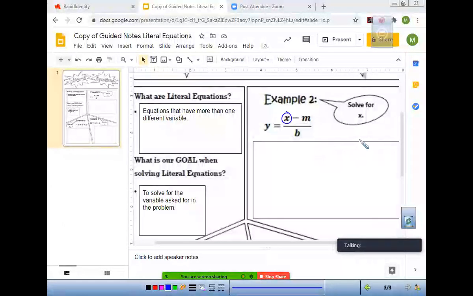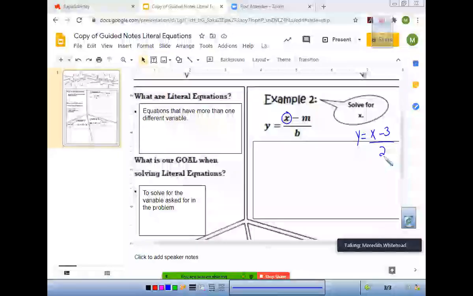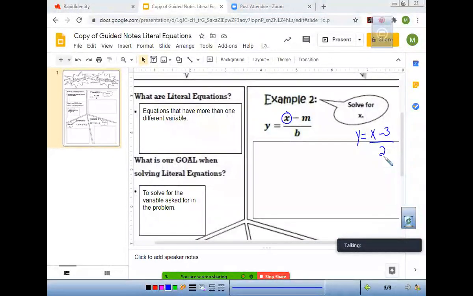All right, let's say that it had been this. What if it had been y equals x minus 3 over, I don't know, 2, we'll say. Let's say instead of m and b, they had been 3 and 2. How would you start solving that for x? You've got to move the minus 3 and you've got to move the 2, but which one comes first?